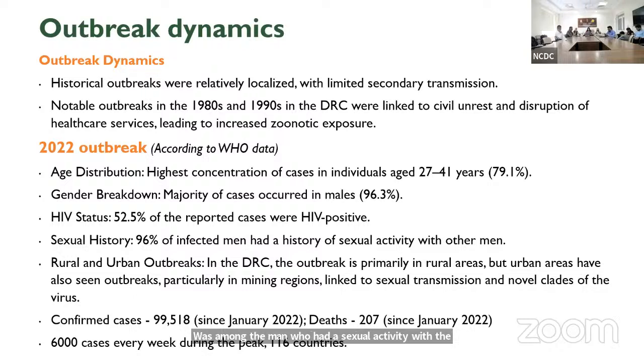The outbreak was primarily in the rural areas, but again the barrier was crossed, and the outbreak was noticeable in the urban areas as well, particularly in the mining regions. In 2022 January, 99,000 cases were reported with 207 deaths. The peak at that time, that means in 2022, was 6,000 in 1 week, and approximately 116 countries reported cases.